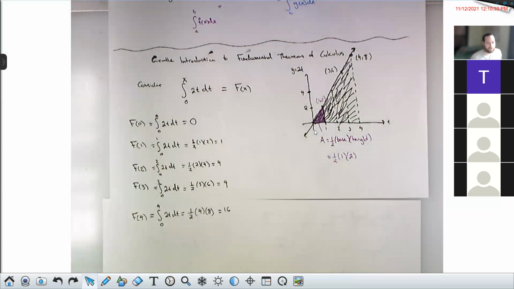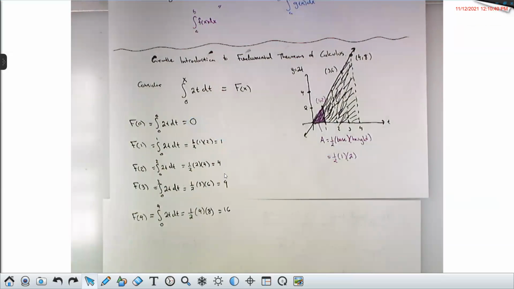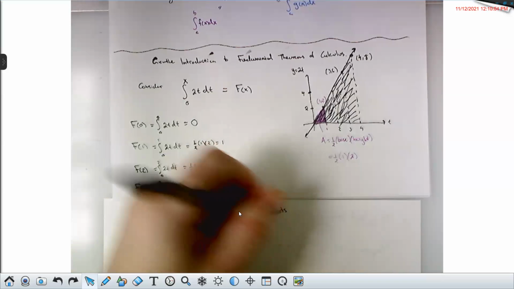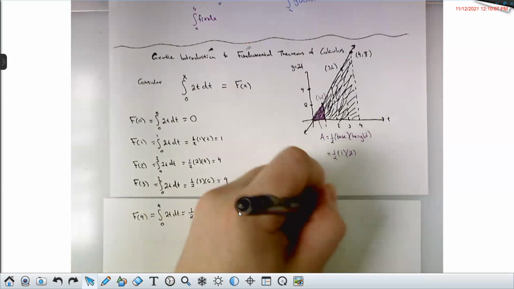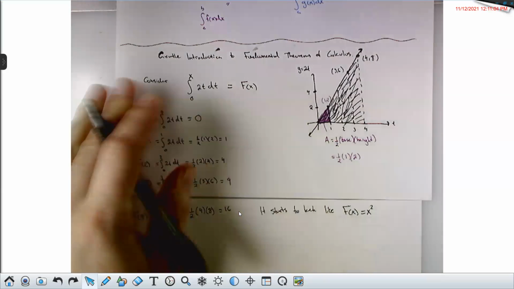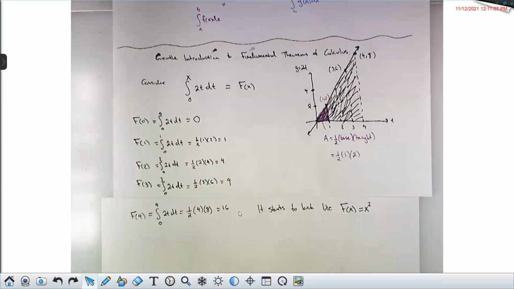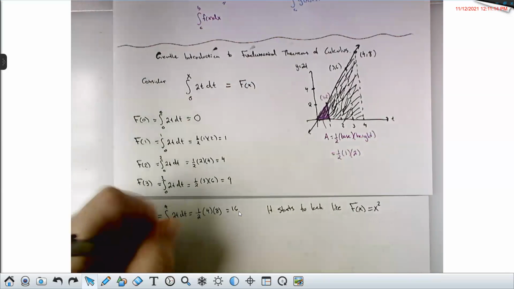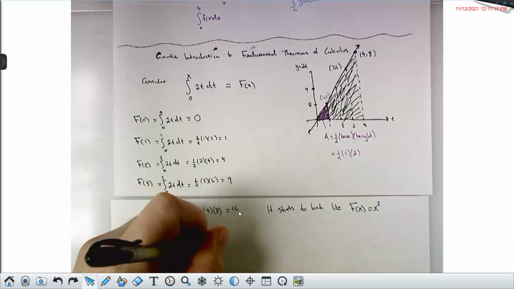So the pattern that you appear to see here, 0, 1, 4, 9, 16, that should jump out at you. 0, 1, 4, 9, 16. So it starts to look like capital F of x would be x squared. Now here's the fun part. What is capital F prime of t?